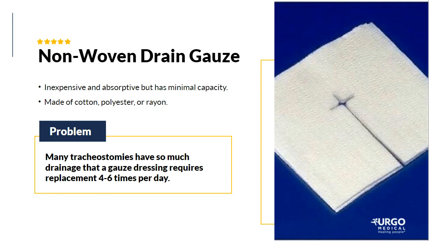So non-woven drain gauzes, very, very common product and it's widely used. It's been around for a really long time, and it's meant to absorb drainage around the exit site of a drain. It doesn't cost very much at all. I believe it actually costs just pennies each layer. They're typically made of cotton, polyester, rayon, or a blend of these materials. The problem with this particular dressing is that it has a capacity to only absorb a very, very small amount of fluid. And so clinicians are having to change these out on average about 4 to 6 times a day in an attempt to keep it dry.